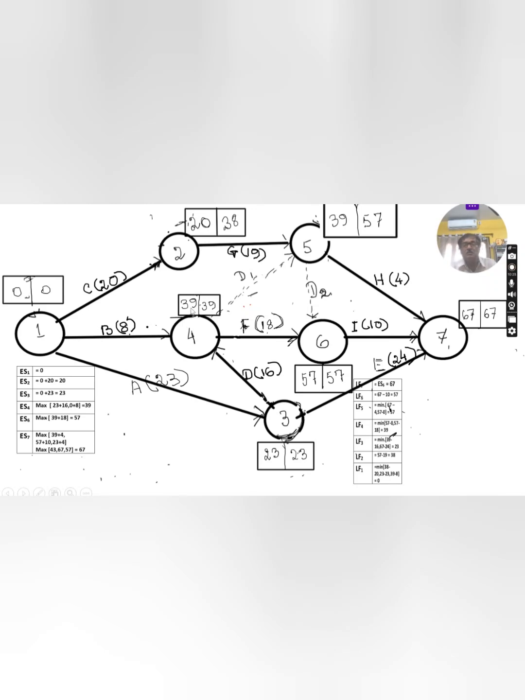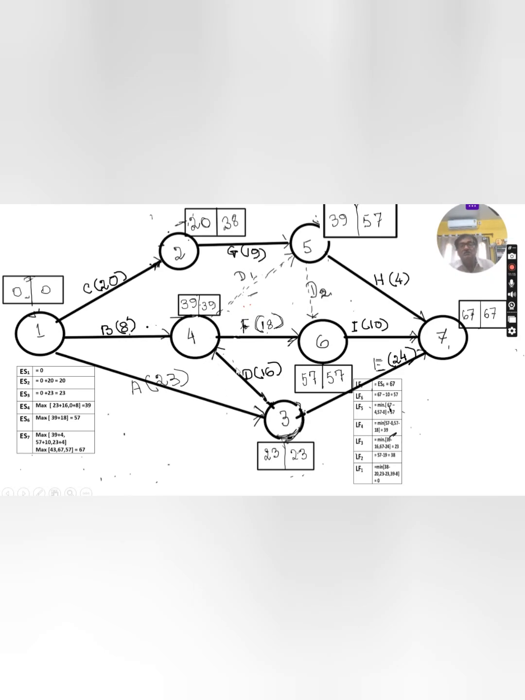Sir, why are you taking the maximum? Again I am repeating, because you have to complete all the preceding tasks. If you take less than 39 as the earliest start time for this node, then what will happen? You have to leave some task. Suppose you are taking 30, then what will happen? This can be completed by 8 days, but 30 days with 23 plus 7 days is not sufficient to complete this task. It cannot be completed. You have to complete all the tasks. That's why we take the highest one.